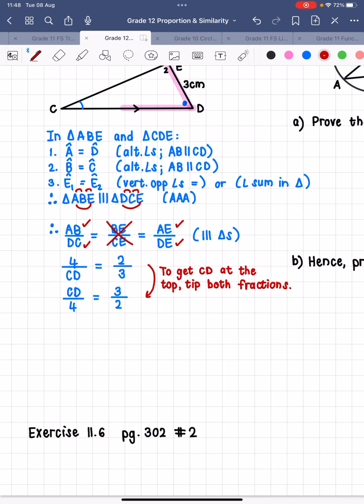And then what are you going to do with that 4? Multiply 3 over 2 by 4. So then you're going to get that CD is equal to 6 centimeters. You're going to say 3 over 2 times 4. I'll just write that on the side. That is 3 over 2 times 4.